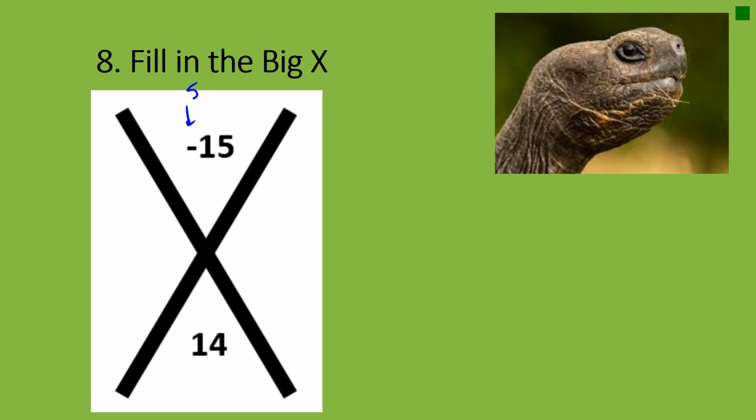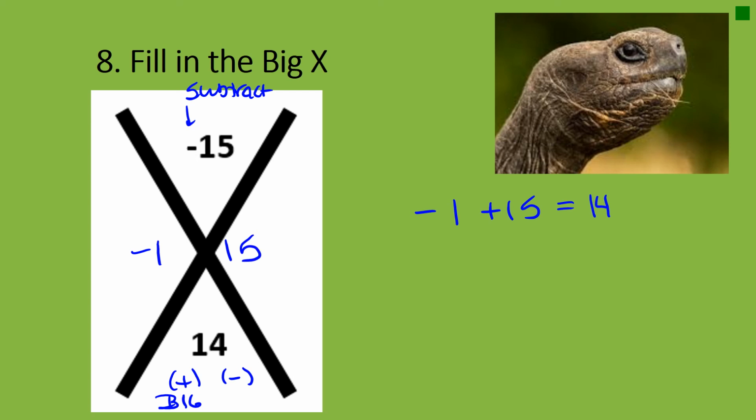We are going to subtract because that's negative. So that means we have a positive and a negative. The big number has to be positive because my bottom number is positive. So I've got 1 and 15, big number positive, little number negative. Negative 1 plus 15 is 14. Look at that. We found it right off the bat.